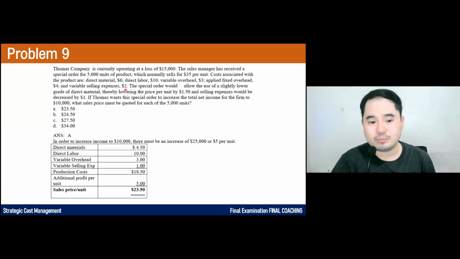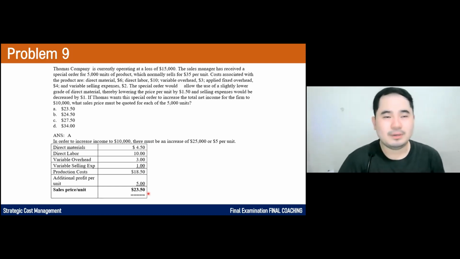So dito tayo sa variable selling expense. Selling expense is 2 minus 1. It's 1. So your production cost for this special order, except for the fixed cost because you will still be incurring that, 18.5. You add the additional profit per unit of 5 to get your required selling price of letter A, 23.5.